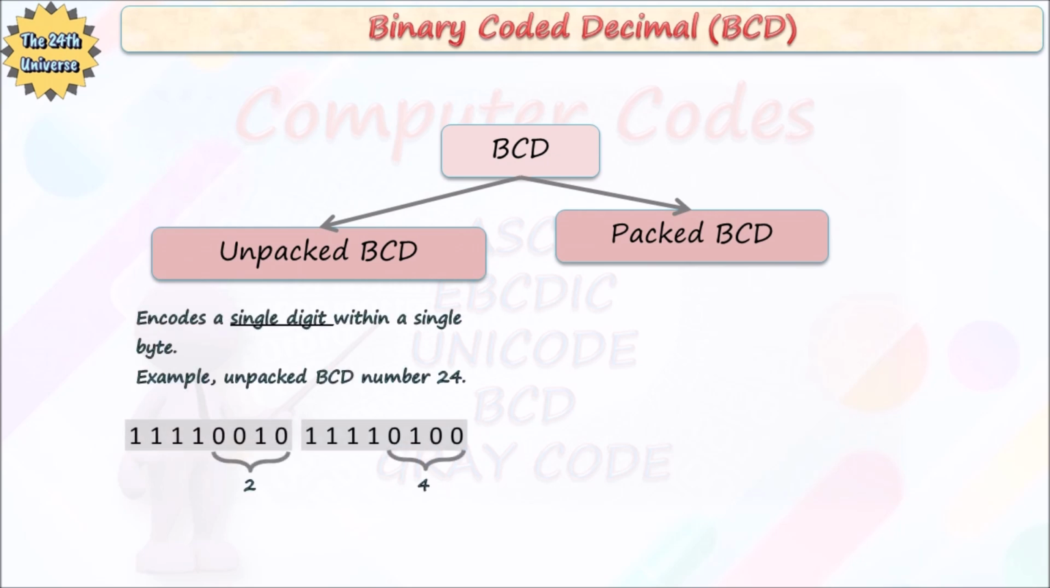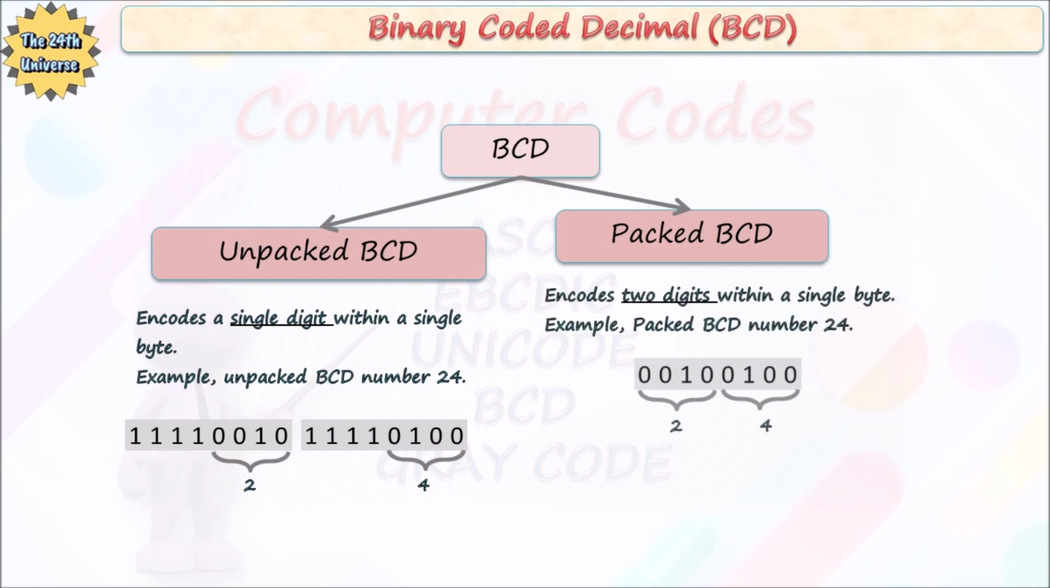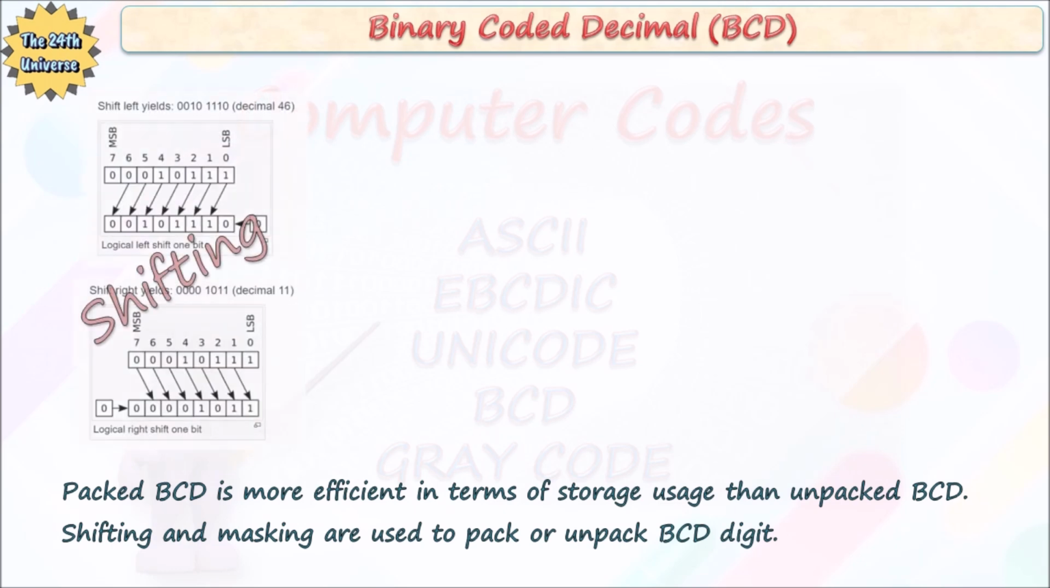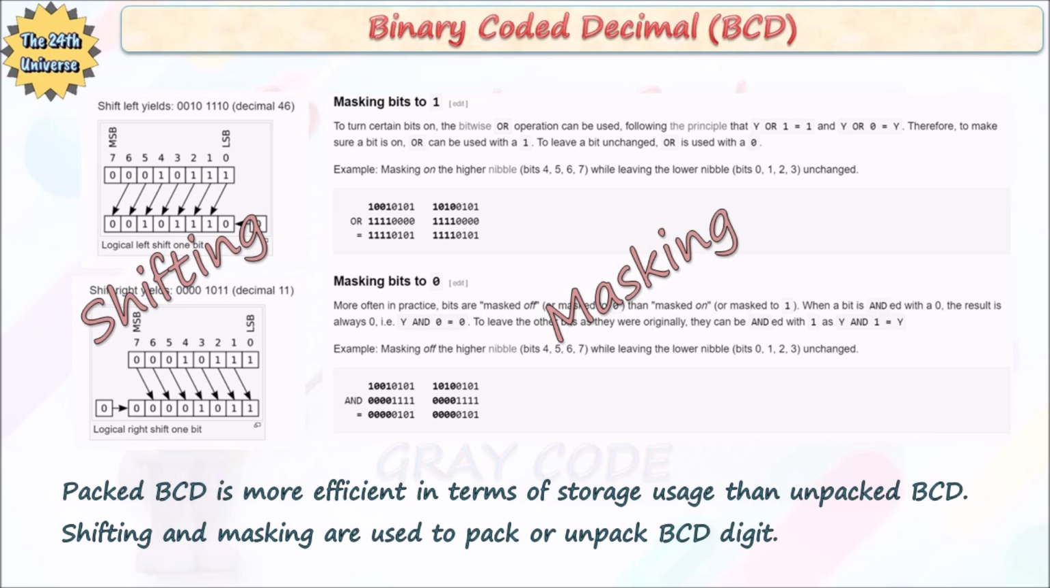Unpacked BCD usually implies a full byte that encodes a single digit within a single byte, including a sign. Packed BCD usually implies half a byte that encodes two digits within a single byte by taking advantage of the fact that 4 bits are enough to represent the range from 0 to 9. Packed BCD is more efficient in terms of storage usage than unpacked BCD. Shifting and masking are used to pack or unpack a BCD digit.